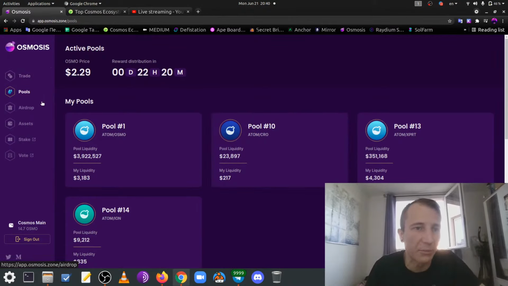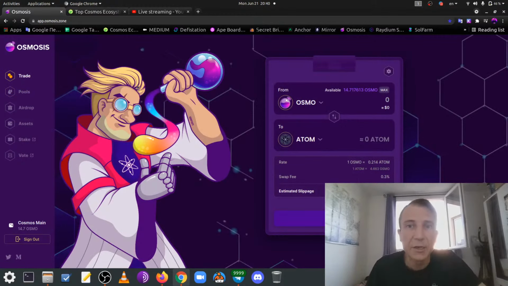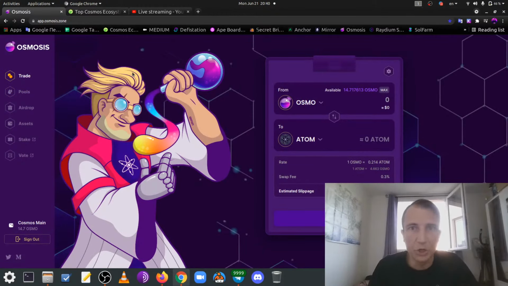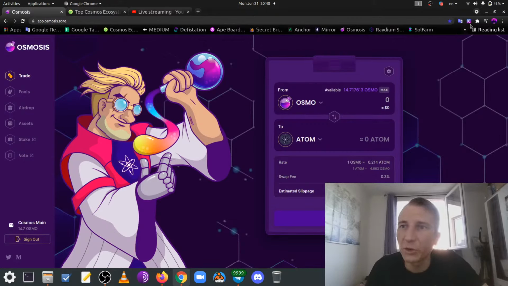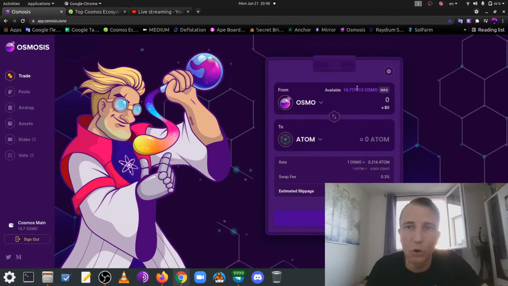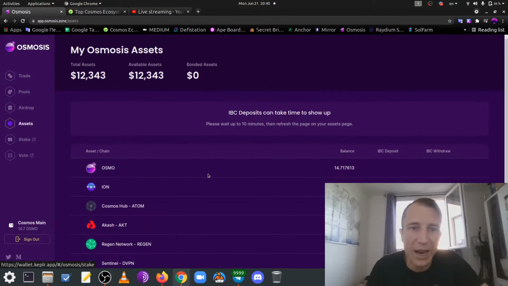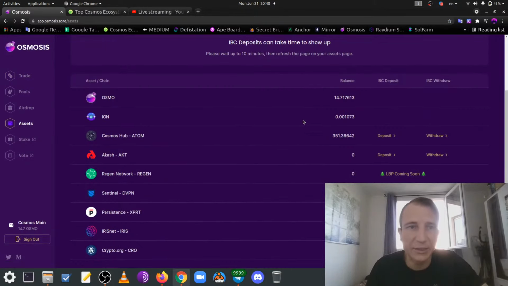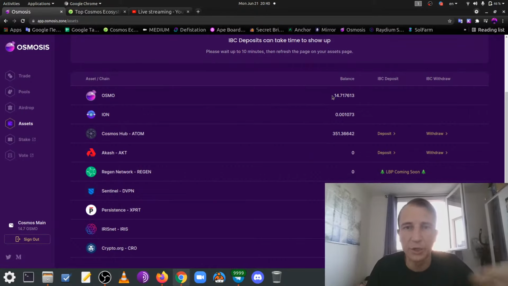And this is the new video. Osmosis came out several days ago, yesterday. So let's look at first at the interface and understand what happens. Osmosis automatically connected to the Keplr extension, and it automatically sees all balances of Osmosis. If you click on your assets, you can see that there exist two tokens that are on the Osmosis chain.